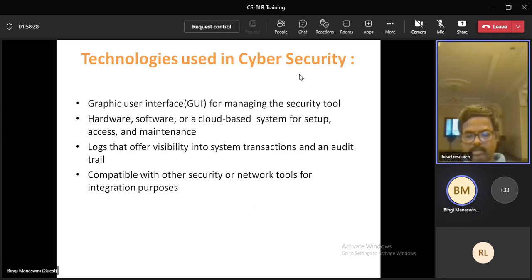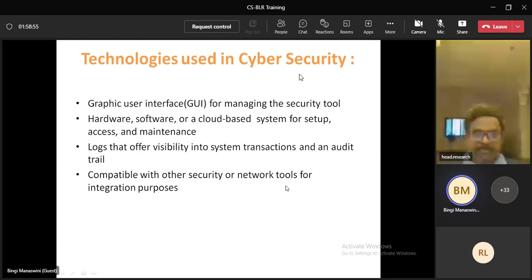A user interface for managing the security tools, hardware, software, or cloud-based system for setup, access and maintenance, logs that offer visibility into systems, transactions and an audit trail, compatible with other security or network tools for integration purpose. These are technologies used in cybersecurity.